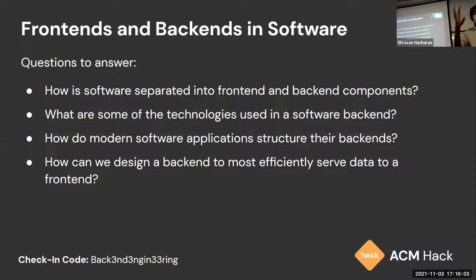So when we talk about software, and we'll get into some concrete examples later on, some things to think about with front ends and back ends are: how can we separate front ends and back ends in software? We gave the car example, but what's a front end and what's a back end in software? We're going to explore that a bit. And what are some of the technologies used in a software backend? Also, we'll look into how modern software applications structure their backends, and how we can design a backend to efficiently serve data and functionality to a front end. These are the questions that every backend engineer is basically answering in their job.